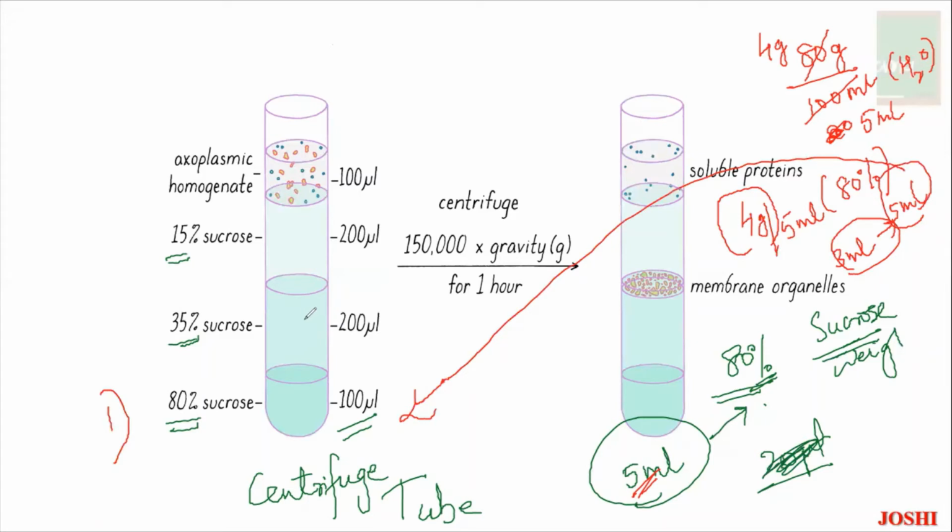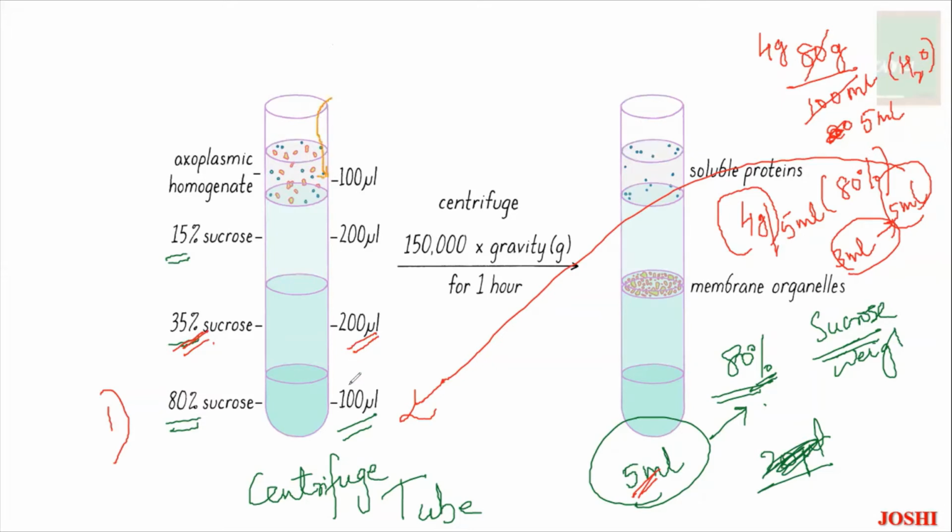Similarly, you are going to make 35% of sucrose. Add 200 microliter of it. Now how will you add? That is also very important. So, you tilt the test tube. Okay. You tilt the test tube and slowly you are going to add.